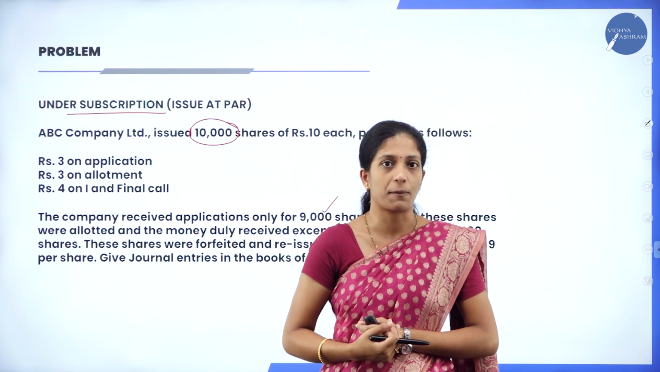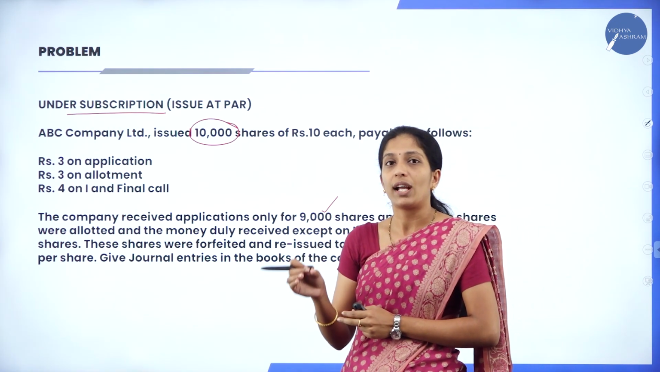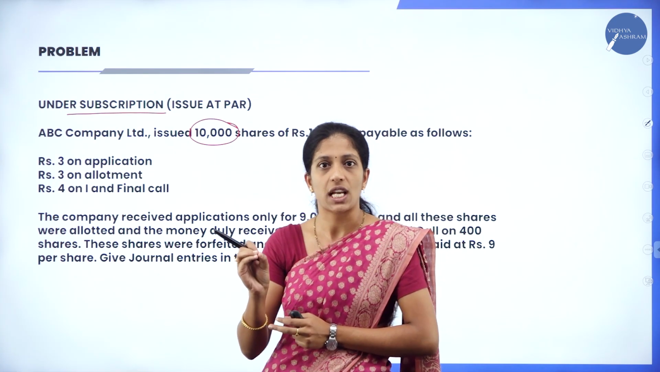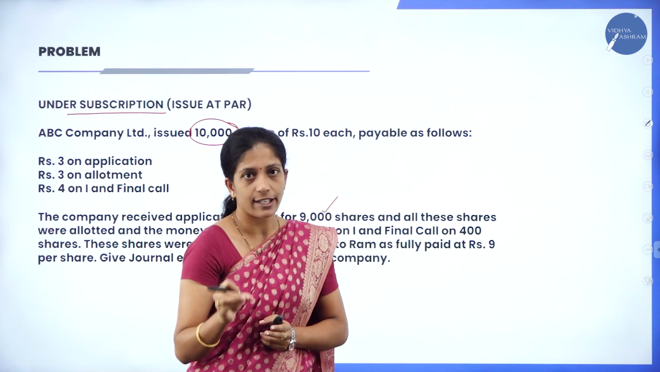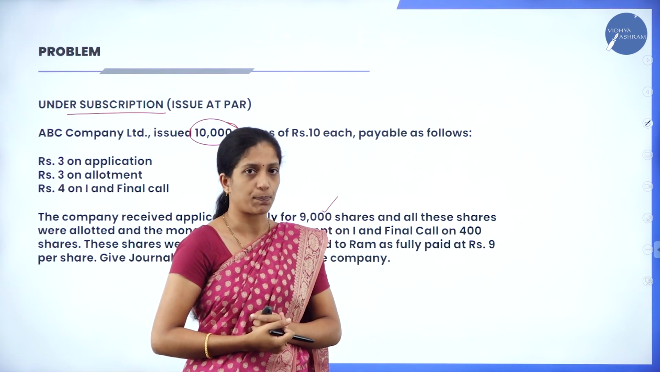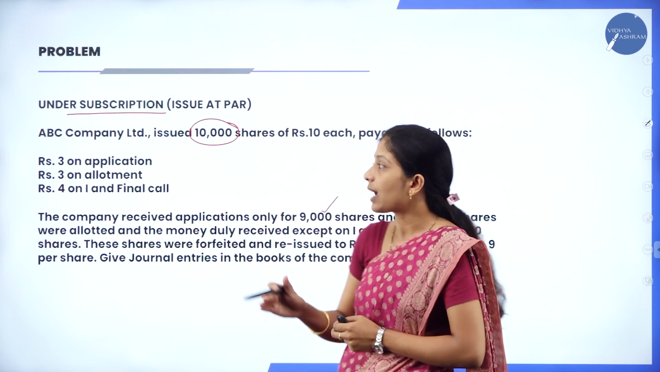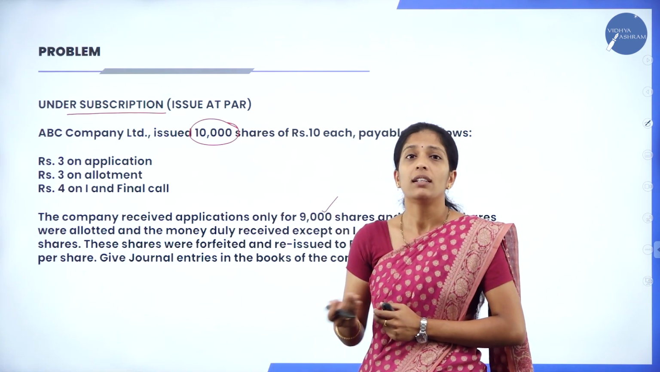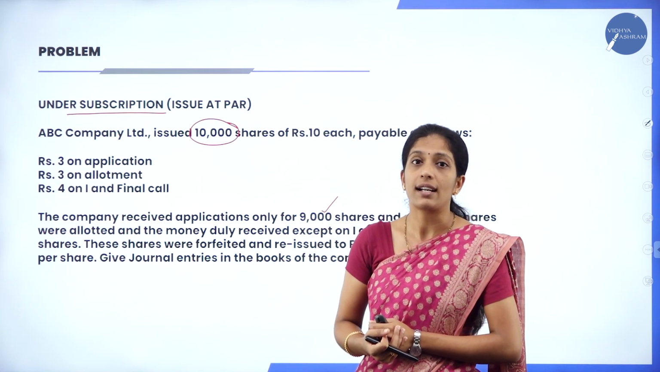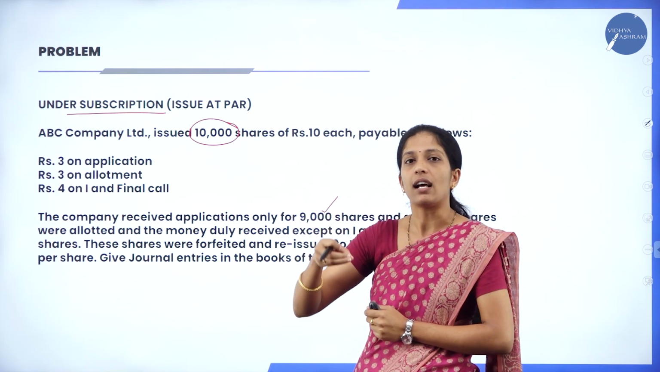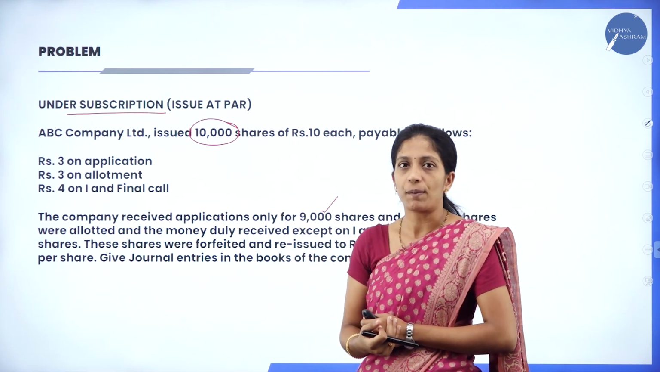Over subscription. In a previous problem, we solved a problem on oversubscription where the company issued a certain number of shares but the public purchased more than what was actually issued. That is known as oversubscription. And this is a problem where it is under subscription. The company has issued 10,000 shares where the public have applied only for 9,000 shares. That is under subscription, less than the shares actually issued to the public.